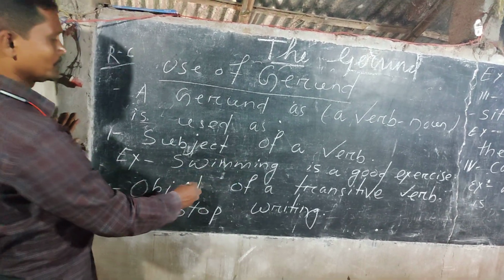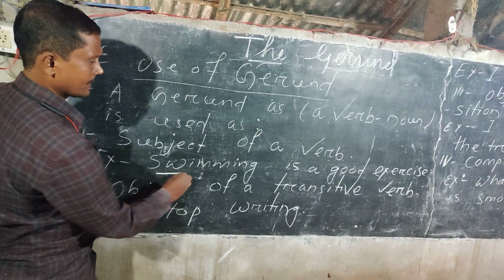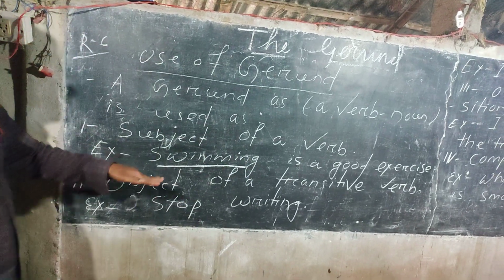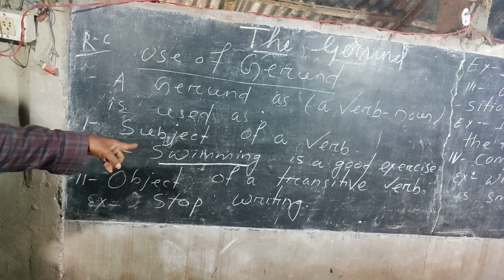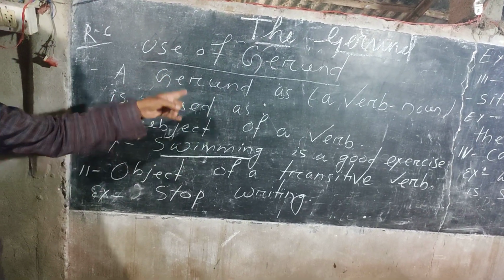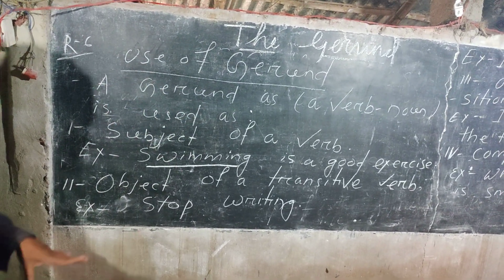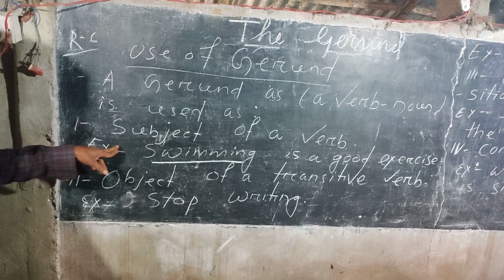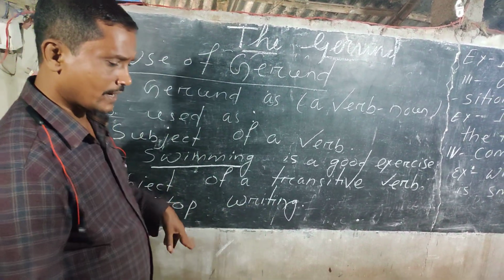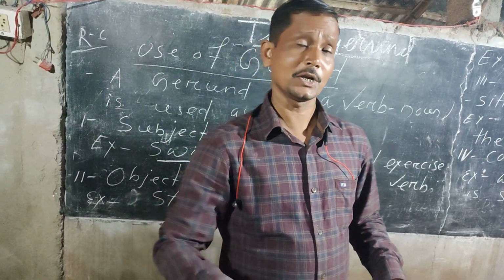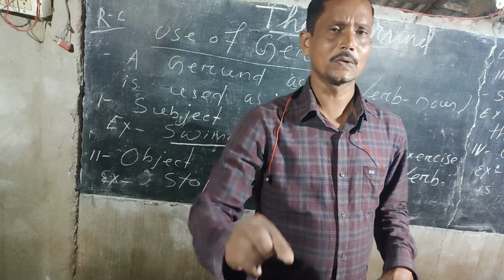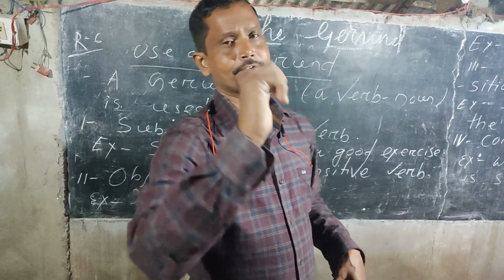Here swimming is a good exercise. Here is the example. And swimming is a gerund and it is used at the front position. So it is known as subject of a verb. If the gerund is used at the beginning of a sentence, at the front position of a sentence, that is known as subject of a verb.